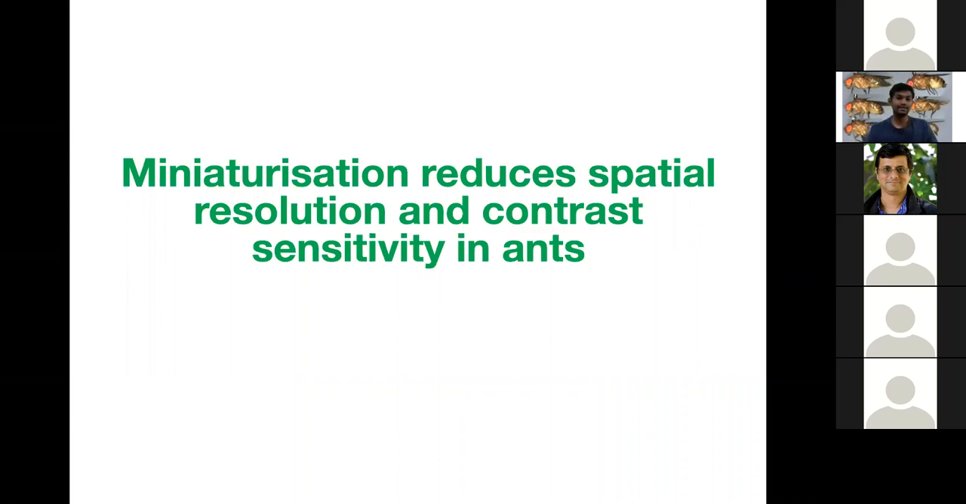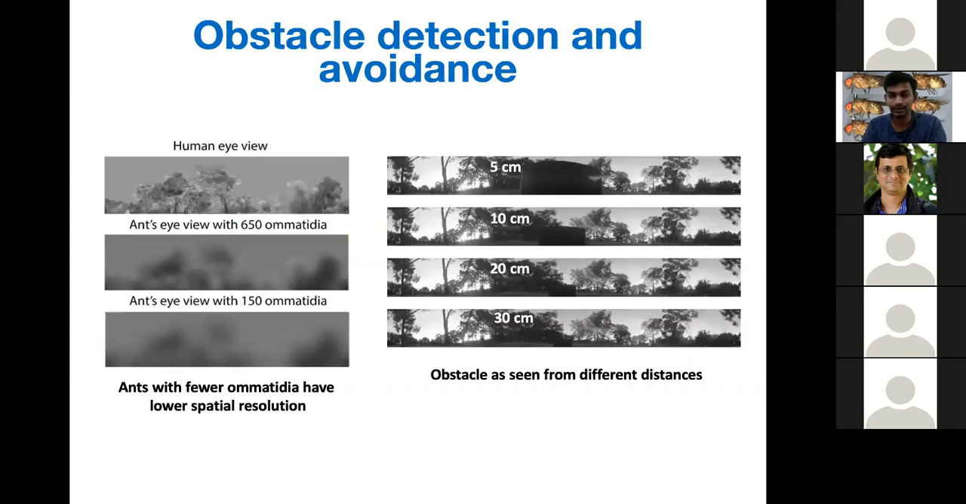So to answer the question, in ants, we do find that with reduced body size, your spatial resolution and contrast sensitivity tend to reduce as well. But now that we know this, how does it actually affect behavioral abilities in ants? One of the very common behaviors that ants encounter every time they forage is to be able to detect and avoid obstacles in their path, because even a small twig is actually an obstacle for them, depending on the size of the animal.